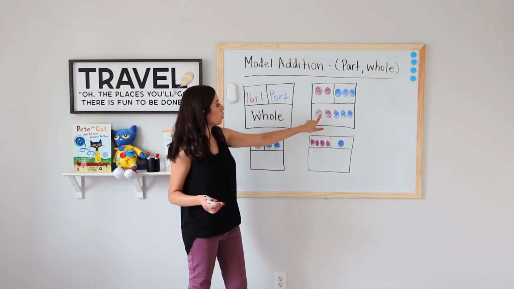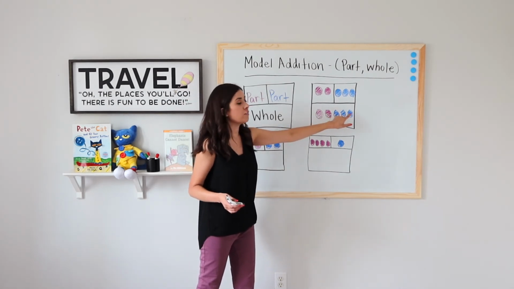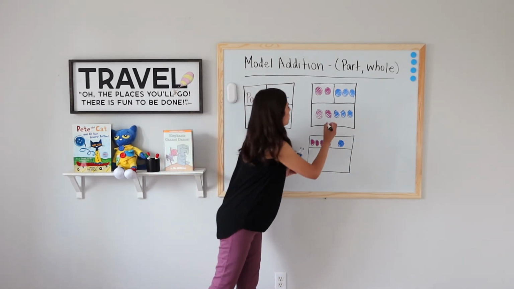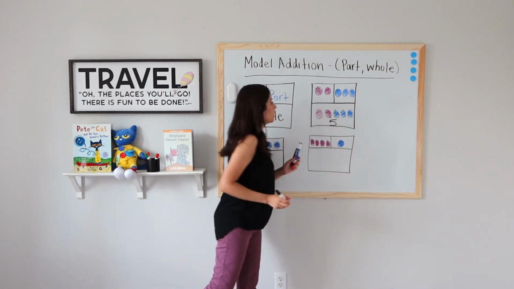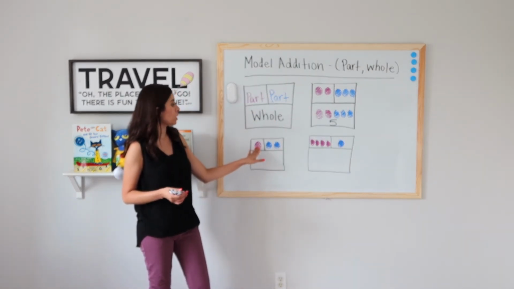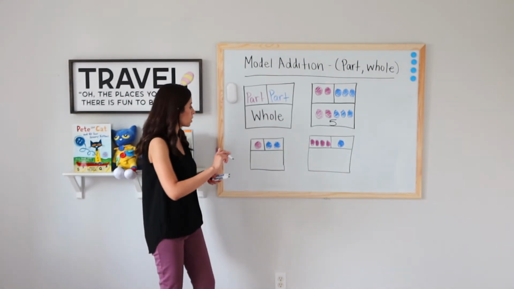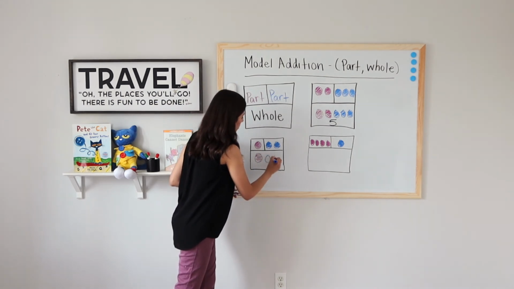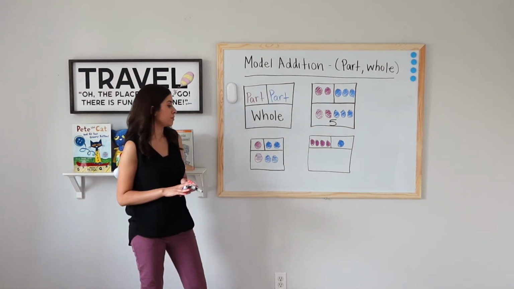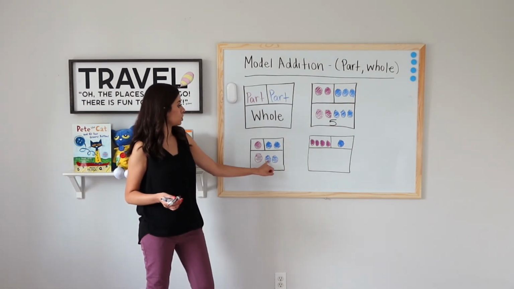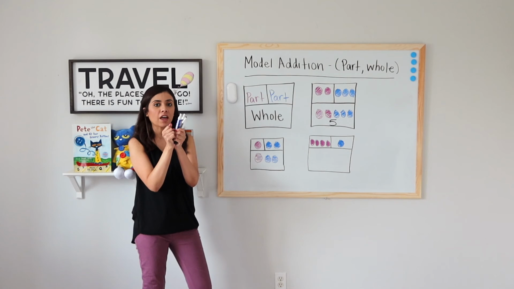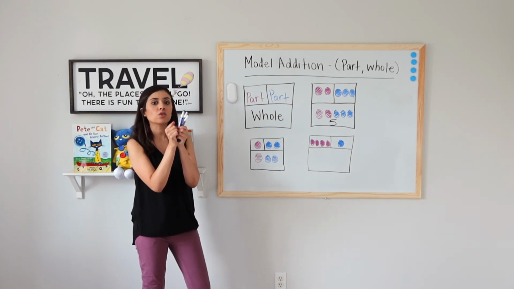So let's go ahead and count. 1, 2, 3, 4, 5. So how many do I have in all? 5. Okay, let's try another one. I have 1 purple and 2 blue. Let's go ahead and bring them down. And now we count them all. Ready? 1, 2, 3. So when I brought my 1 purple and my 2 blue together, I got a total of 3. So 3 is my whole.